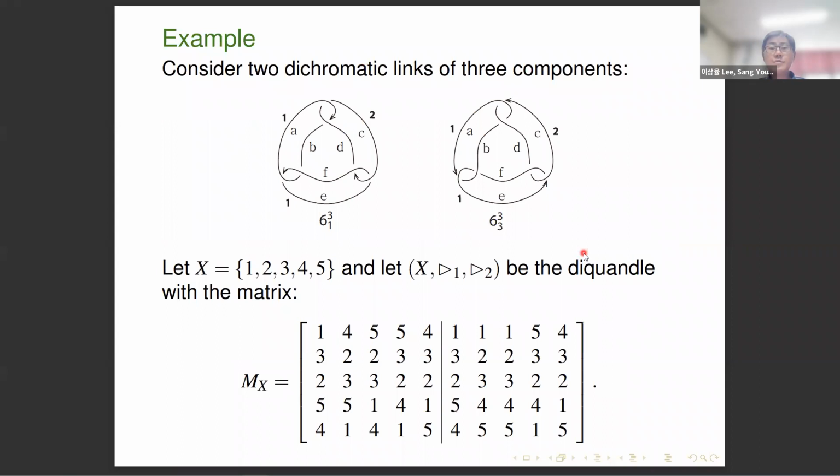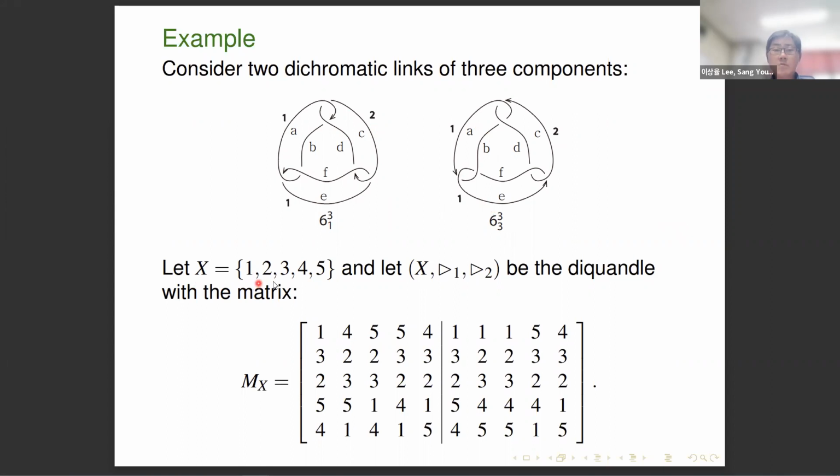Finally, we introduce 2 examples. Consider these 2 dichromatic links of 3 components. Look at these examples. The underlying diagram is the same, but the orientation is changed, right? The labels are 1, 2, 2, and 1, 1, and thus the orientation is changed.